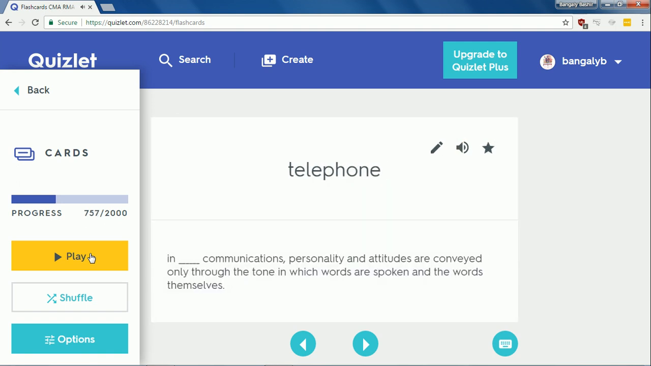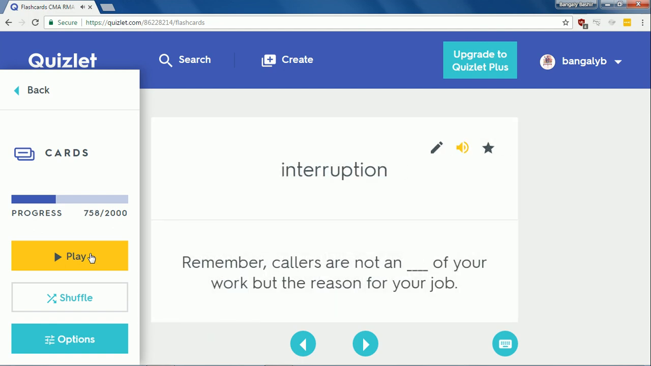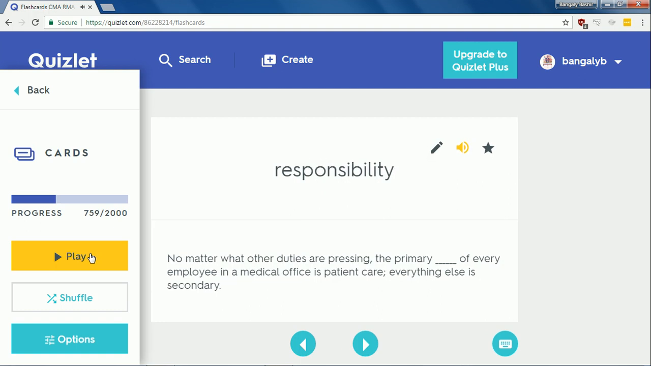Telephone. In telephone communications, personality and attitudes are conveyed only through the tone in which words are spoken and the words themselves. Interruption. Remember, callers are not an interruption of your work but the reason for your job. Responsibility. No matter what other duties are pressing, the primary responsibility of every employee in a medical office is patient care. Everything else is secondary.